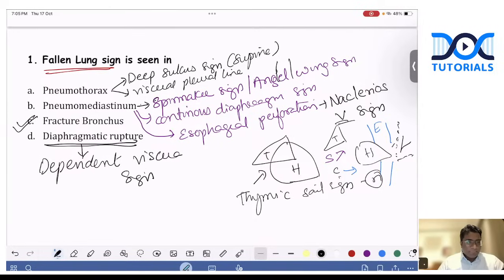I hope this is clear. Pneumothorax, you will have deep sulcus sign and visceral pleural line. Pneumomediastinum, you have Spinnaker sign, angel wing sign. Also, we have continuous diaphragm sign and Naclerio V sign, especially when we have pneumomediastinum due to esophageal perforation. Diaphragmatic rupture produces a dependent viscera. The viscera will fall onto the posterior thoracic wall. That is your dependent viscera sign.